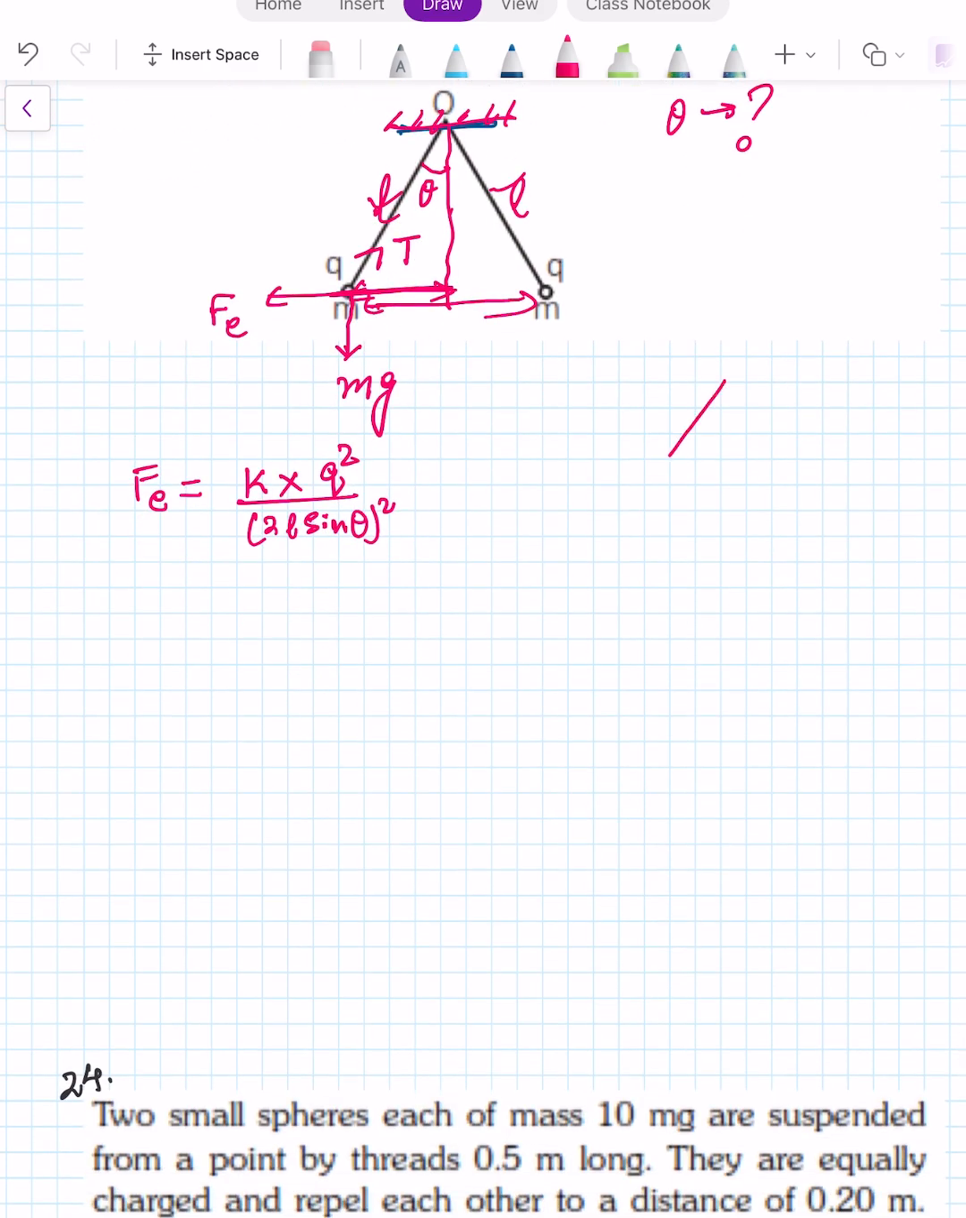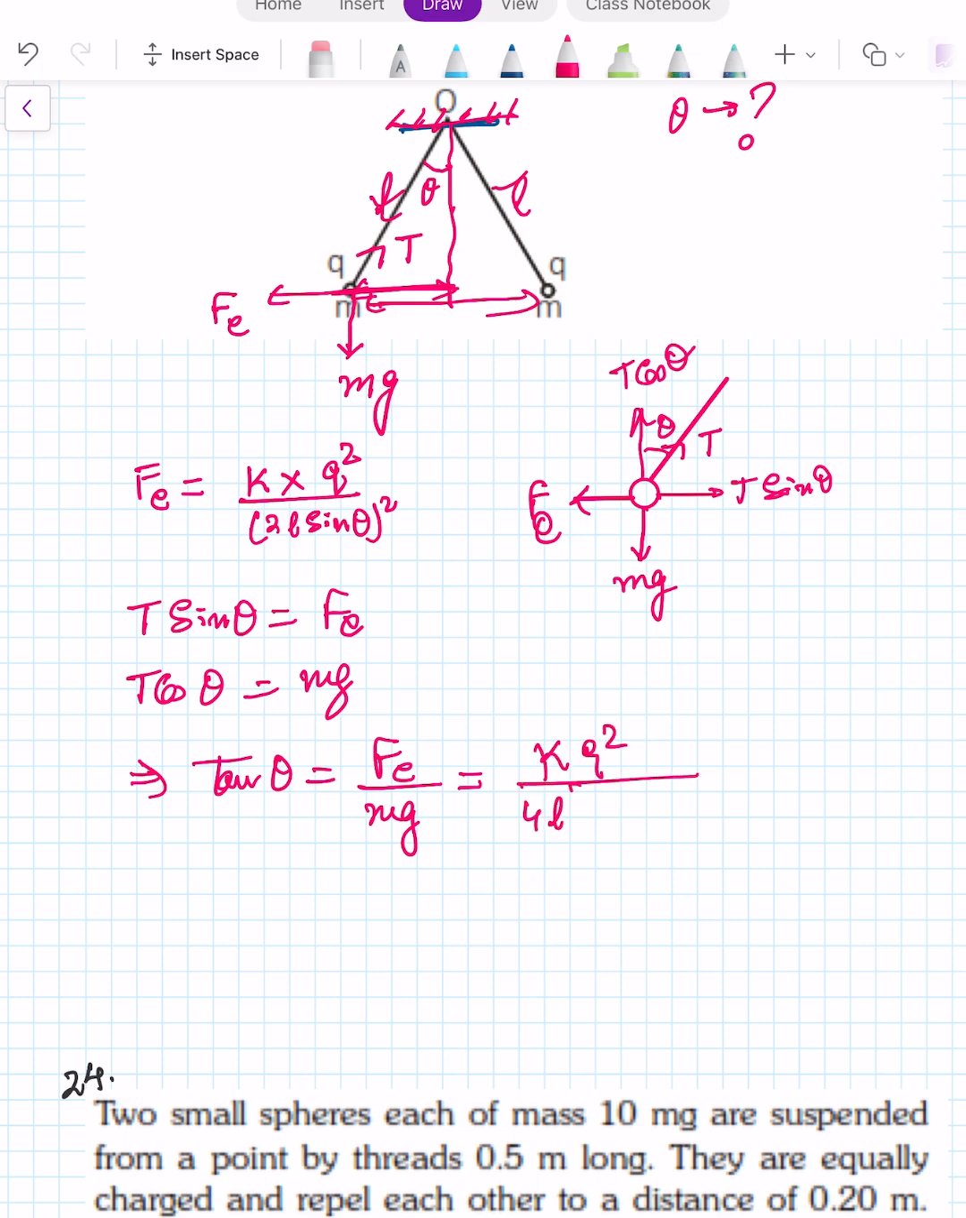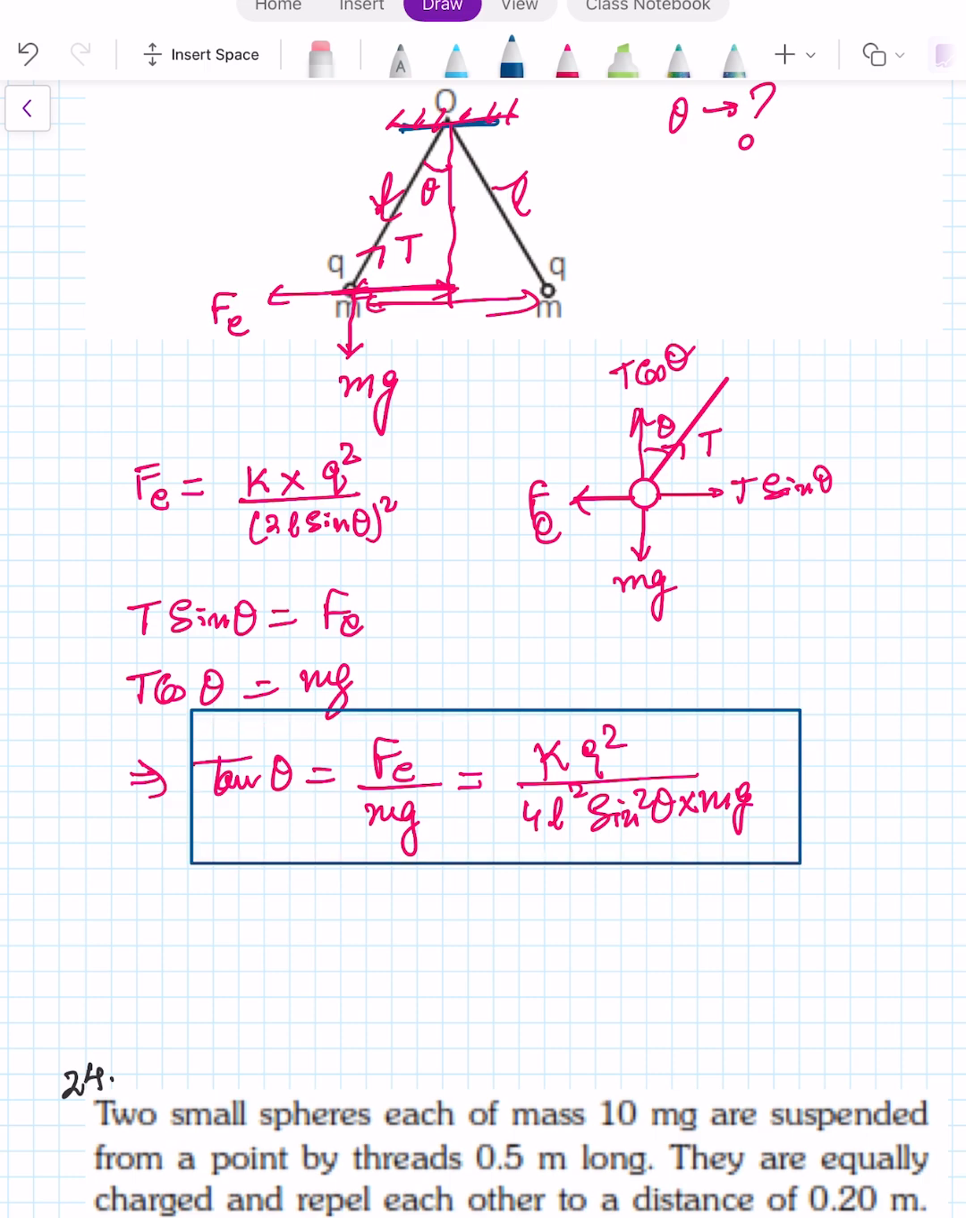Now this is the situation of the point charge: mg, tension, electric force. Now we can resolve this T in this direction, T cos theta, and T sine theta. This is theta. So T cos theta will be equal to mg and T sine theta will be equal to Fe. Divide the expressions, and you will have tan theta is equal to Fe divided by mg. Substitute the value of Fe here: k q square upon 4L square sine square theta into mg. So this is the expression which is going to give us the expression for theta under the static equilibrium condition.